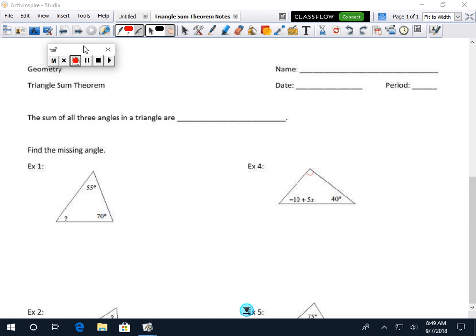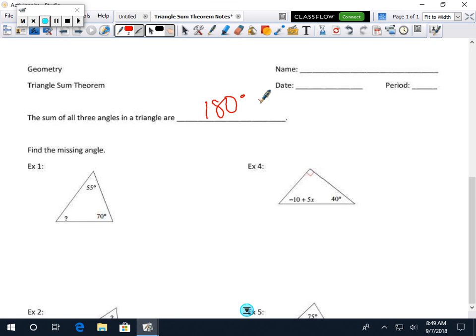Alright, so today we're looking at the triangle sum theorem. Just to refresh your memory, we talked about this a little bit yesterday. The sum of all three angles in a triangle is 180 degrees. So if we're missing an angle, like in example 1 here, we can simply find the missing angle by adding the two parts that I do have and subtracting that from 180. Or subtracting the two. I'm going to set up 180 and 70.